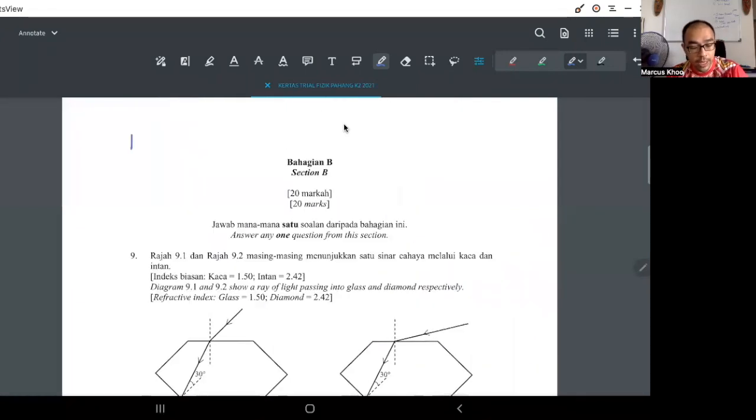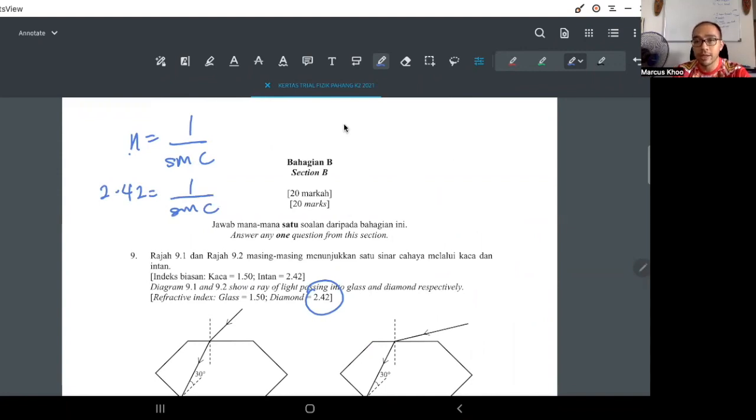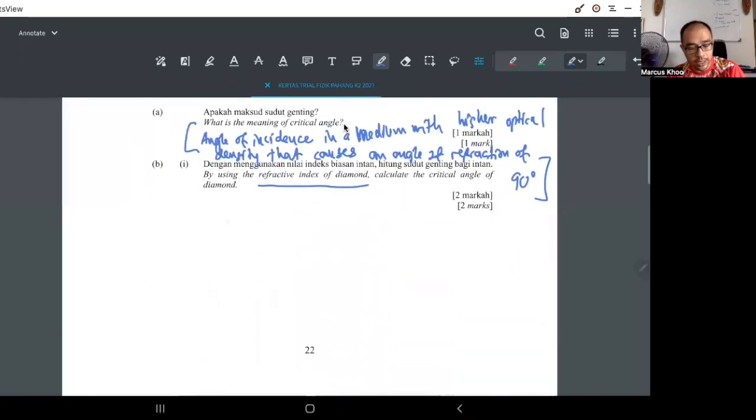The formula for this is n equals 1 over sine C. Diamond is 2.42, so you substitute 2.42 in here to find the value of sine C. Then you shift sine in order to find the angle C. So you get C equals 24.4 degrees. Calculate the critical angle of diamond.